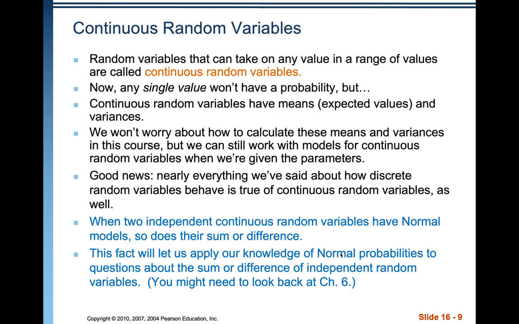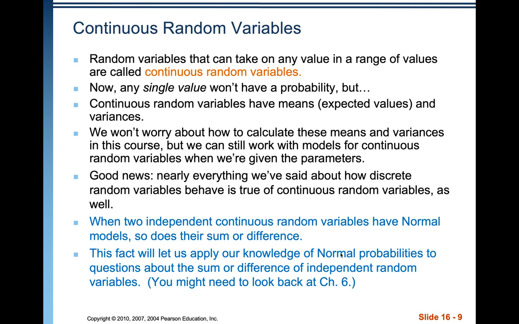So, for instance, means are typically summary statistics of continuous variables. So, when you're looking at quantitative data. The good news is nearly everything we've said about how discrete random variables behave is true of continuous random variables as well. So when two independent continuous random variables have normal models, so does their sum or difference.